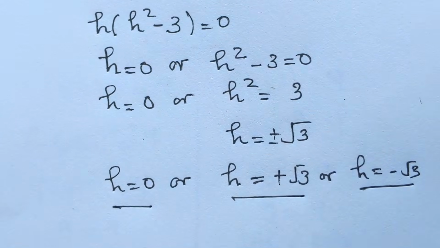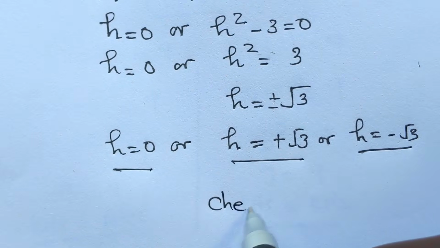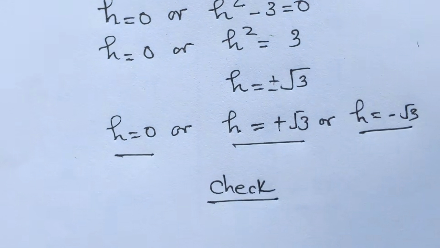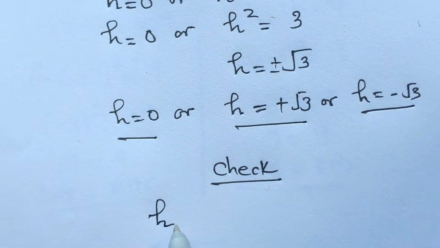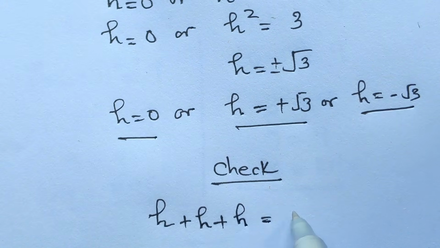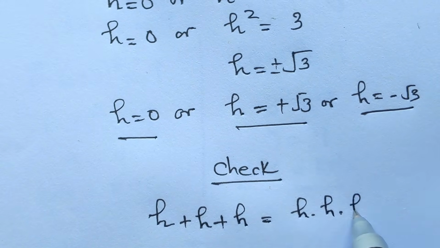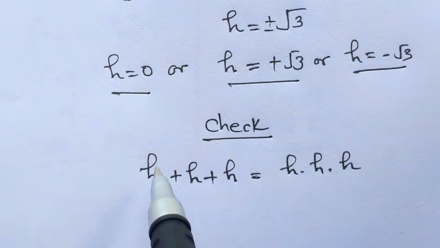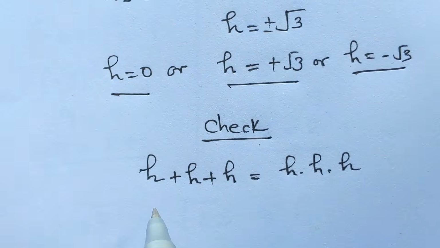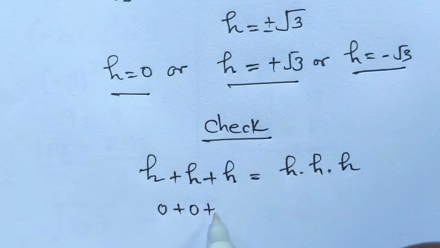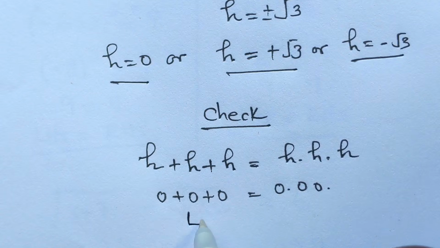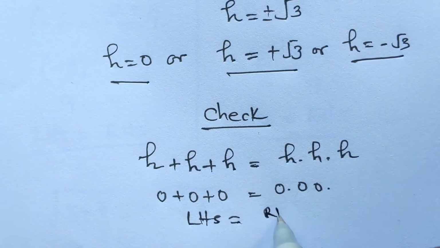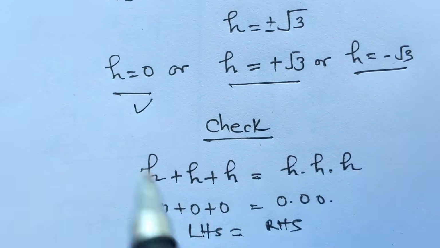Always check whether the answers we have given are correct, because we have h plus h plus h equals h times h times h. Substituting 0, we get 0 plus 0 plus 0, which is equal to 0 times 0 times 0. The left hand side equals the right hand side, which means this value is correct.